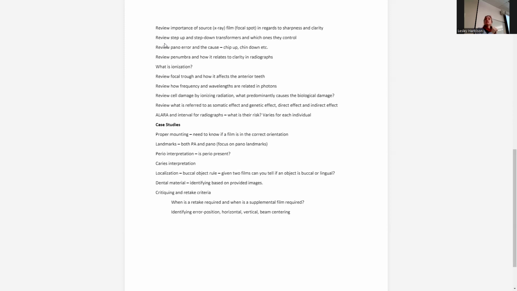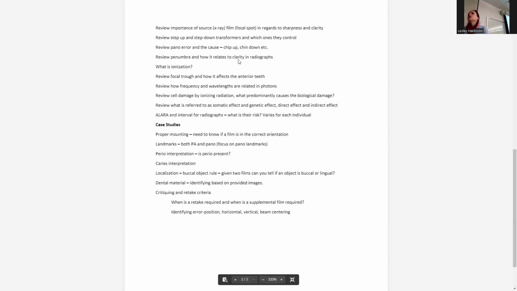Oh, ghost images. If you grab the wrong lead apron and put a thyroid collar on them, you're going to have a huge white triangle show up, because the x-ray beam hits the thyroid collar when it comes around the back and is stopped by it. Same if you leave in earrings, a necklace, bobby pins, or a hair clip, anything like that. So those are your errors.